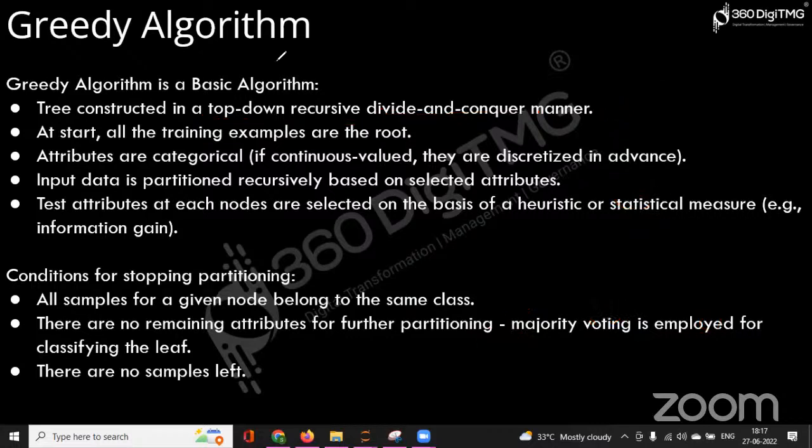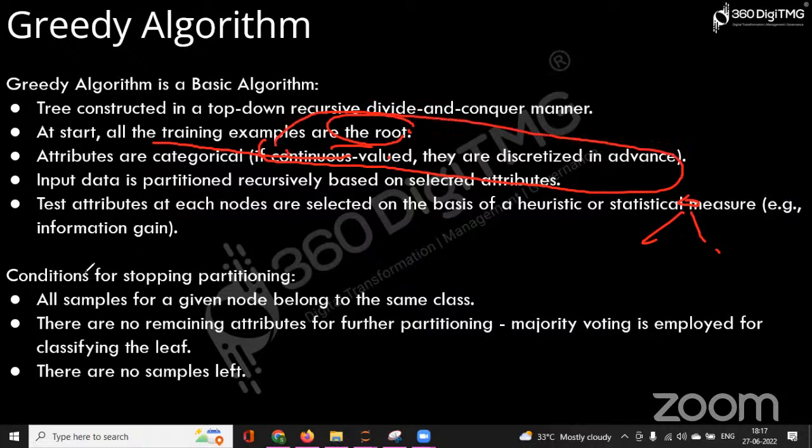So what happens in a greedy algorithm? First, all the training examples are at the root. Whichever input variables we have, those are at the root first. If the attributes are categorical, that is fine, and in that case you can split. But when we have continuous values, you won't be able to use them for splitting. In that case, you have to convert all those continuous values into discrete values.